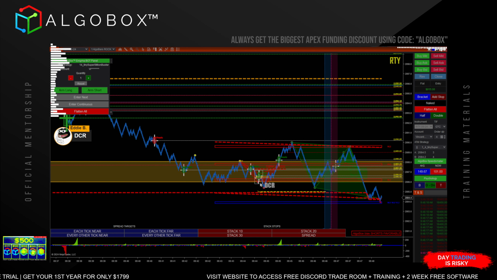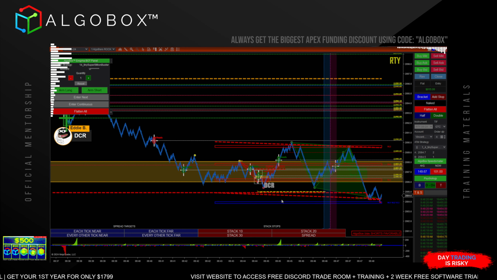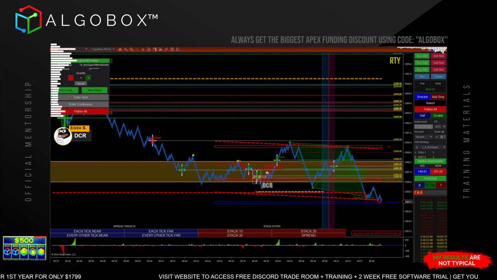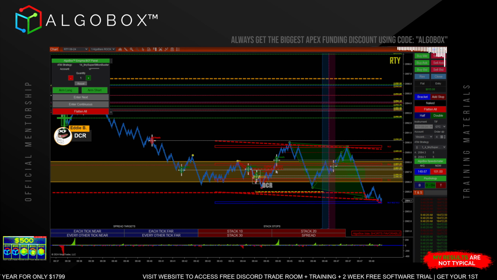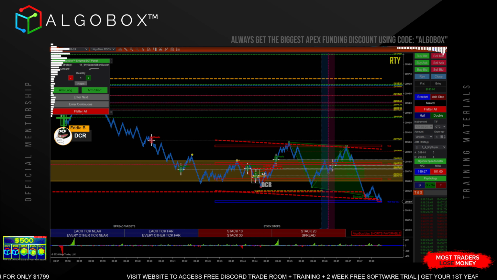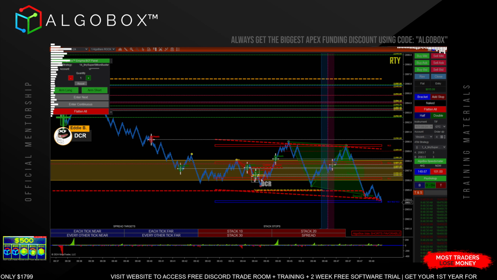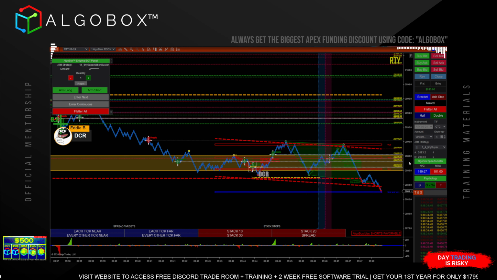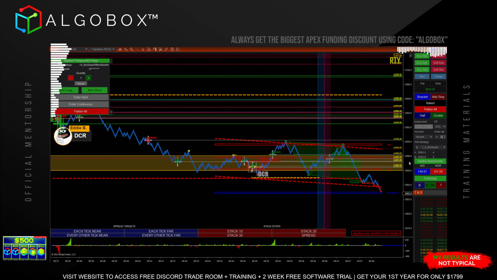Under one of those. Okay, we got it right up underneath it. No problem. Small stop, bigger target. Remember, target 1 is going to be in the middle of the zone. This one's a little bit more difficult because it's a narrow zone, but it's a zone nonetheless. Just follow my SOPs.